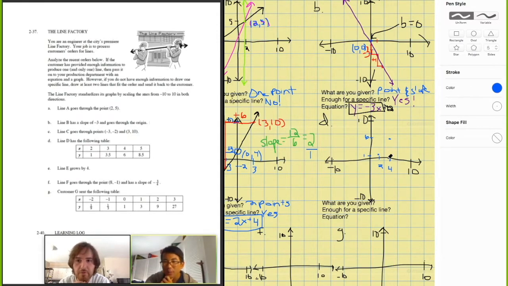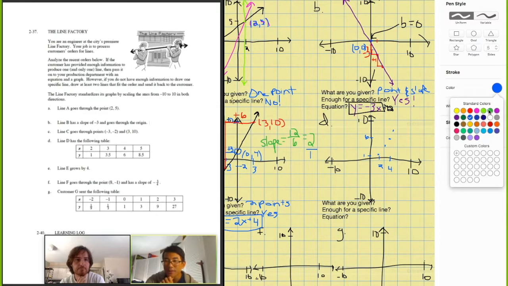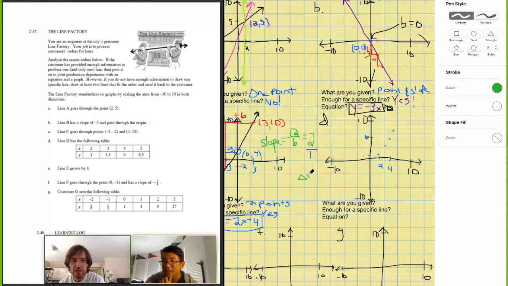Good thinking. 3.5, 3. I think we could also see that on the table. If we check the growth, right? Each time in the table that they give us, the growth in x is +1, +1, +1. Yeah, a run of 1. And then the rise between each point, from 1 to 3.5, is a rise of 2.5. So in the table, every change in x equals 1, 2 to 3, and then the change in y was what? I think it's 2.5.